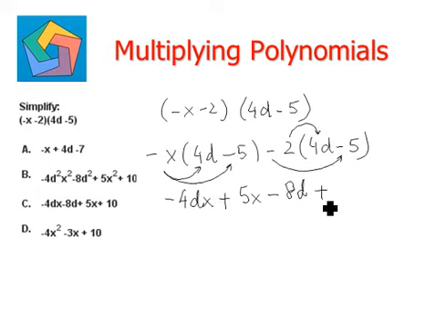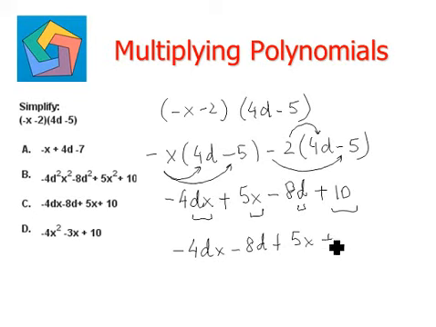Let's see if any like terms are there. I don't think so. dx is all by itself, no x term, no d term, and only one constant. So we can arrange this: negative 4dx minus 8d plus 5x plus 10. So let's see which option it matches. I think it's option C.